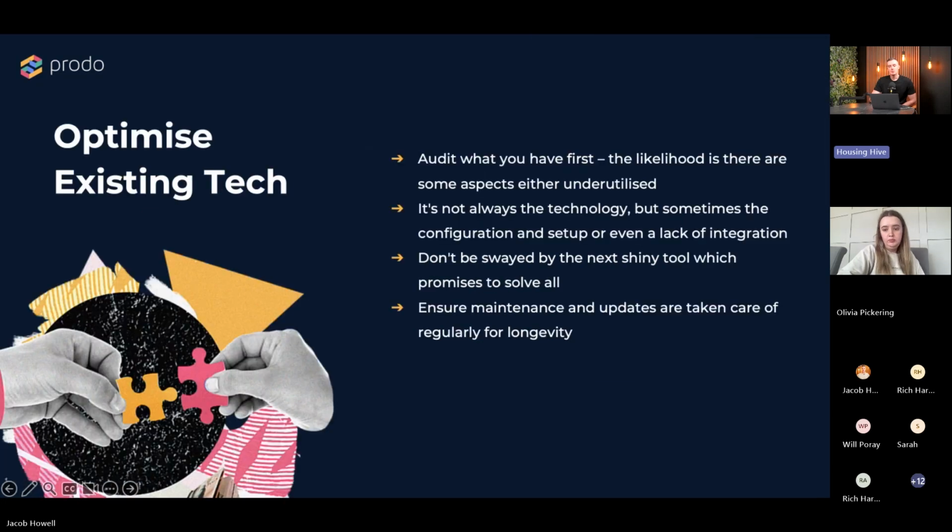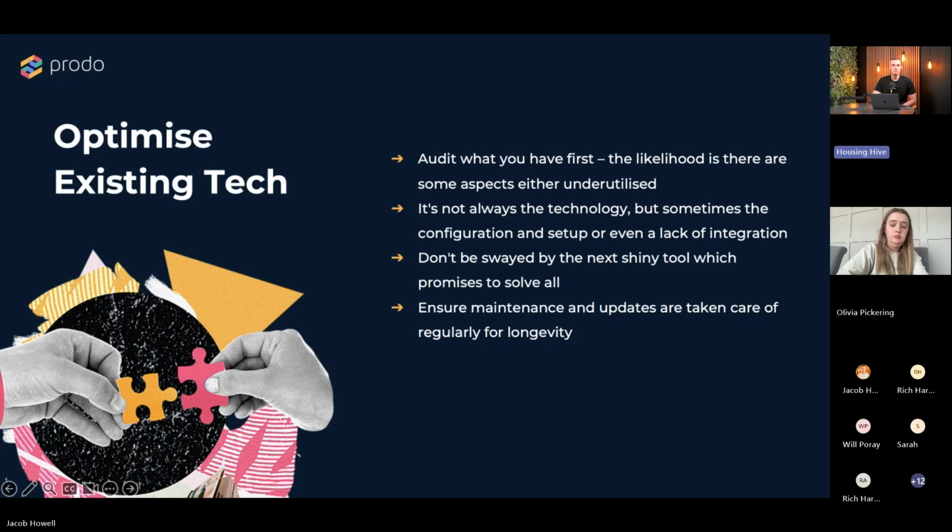So the next point is optimizing existing technology. It's a really effective way of helping to maximize what you already have without having to invest in something new. The way we like to approach this, because we do quite a lot of consultancy services around things like tech stack audits and how things are being utilized right now, is auditing what's in place now, because quite often there are things that are underutilized, or there may be some hidden capabilities in those systems which haven't been realized just yet.